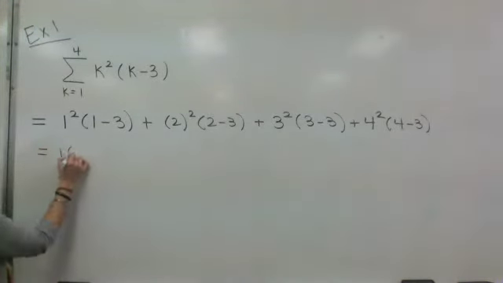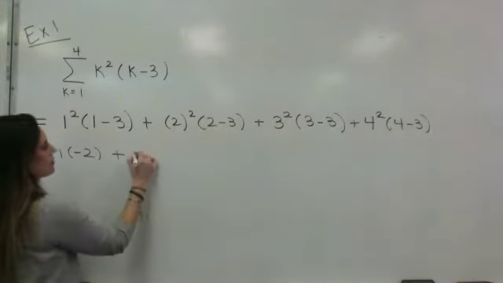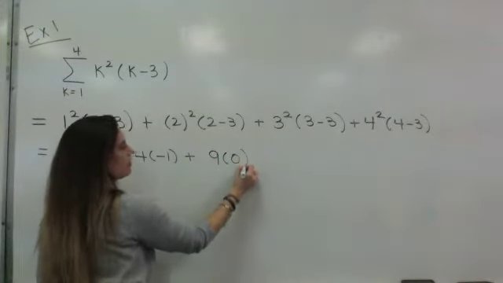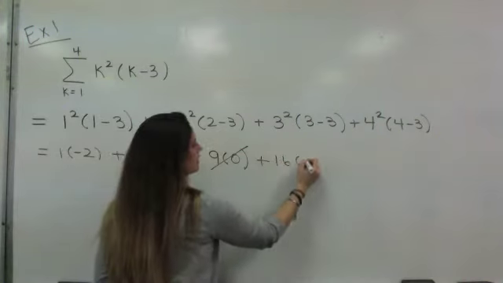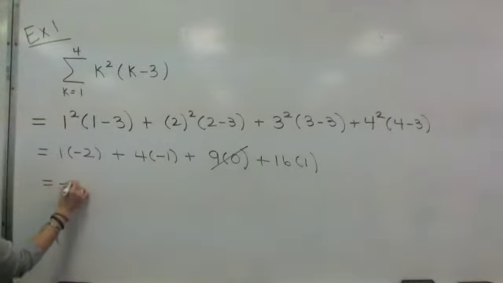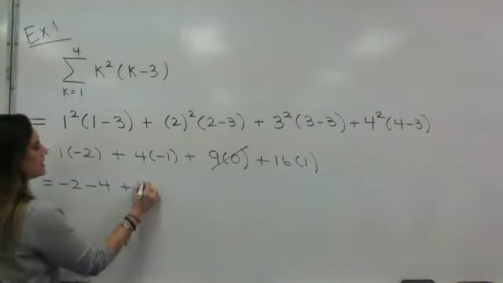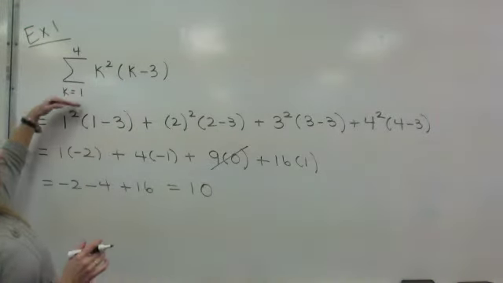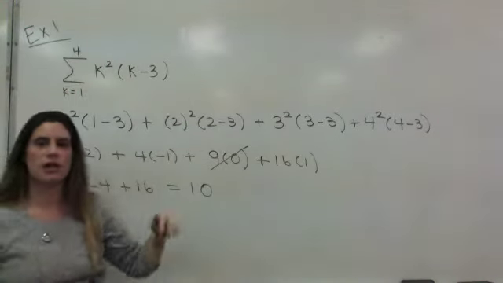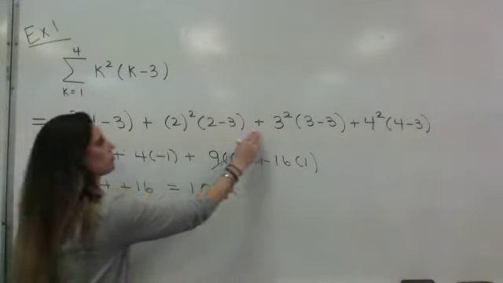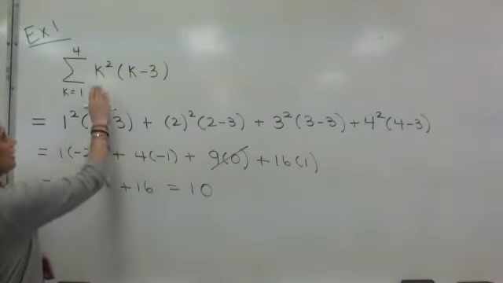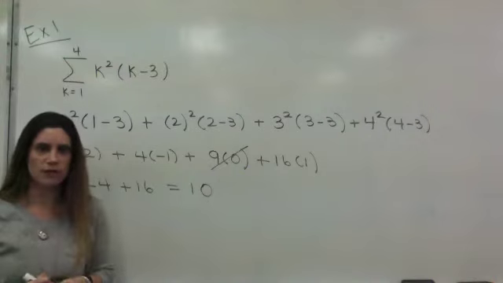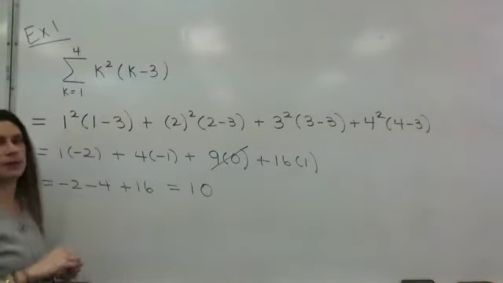So this is equal to 1 times negative 2, plus 2 squared is 4 times negative 1, 3 squared, 9 times 0, that'll cancel that term, plus 16 times 1. So you're left with negative 2 minus 4 plus 16, which means that your answer is 10. So when I ask you for the summation from k is 1 to 4 of this equation, I'm asking you to plug in the numbers 1, 2, 3, and 4 individually in for the k's and add up your result. Remember, when you're doing summations, you're only doing every integer from the bottom number to the top number.